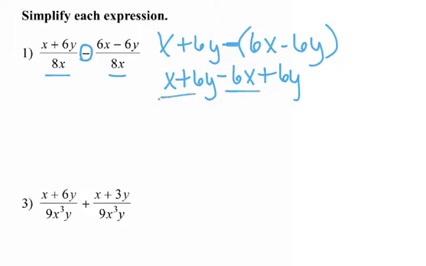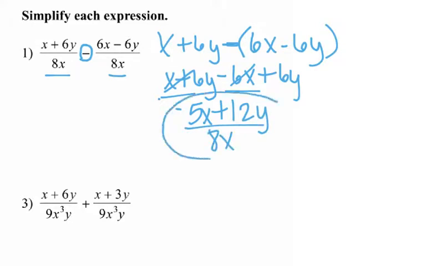Then from there, we combine our like terms. So x minus 6x is negative 5x, and then that's gone. So then 6y plus 6y is plus 12y. Then we just bring our common denominator over, which was 8x. And that would be your answer because your 5 and your 8 cannot simplify. So that is your final answer.